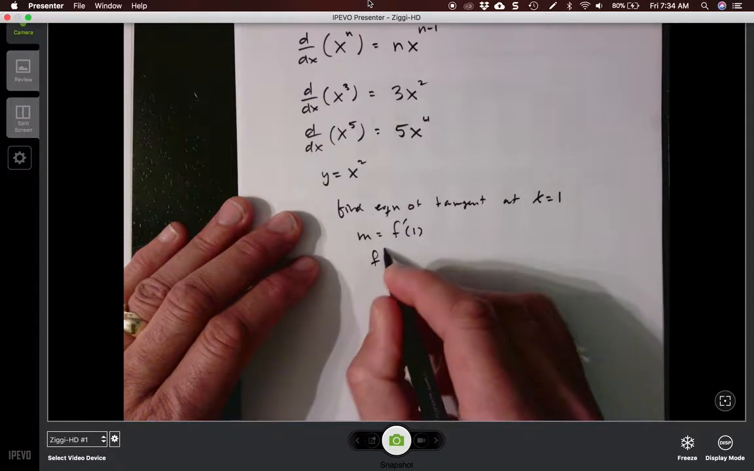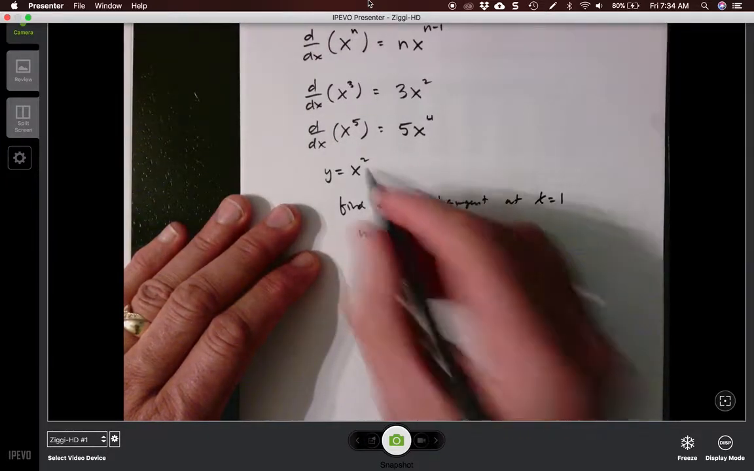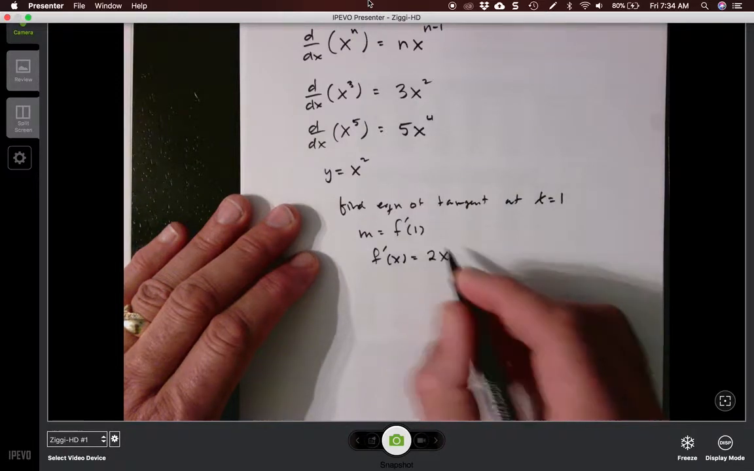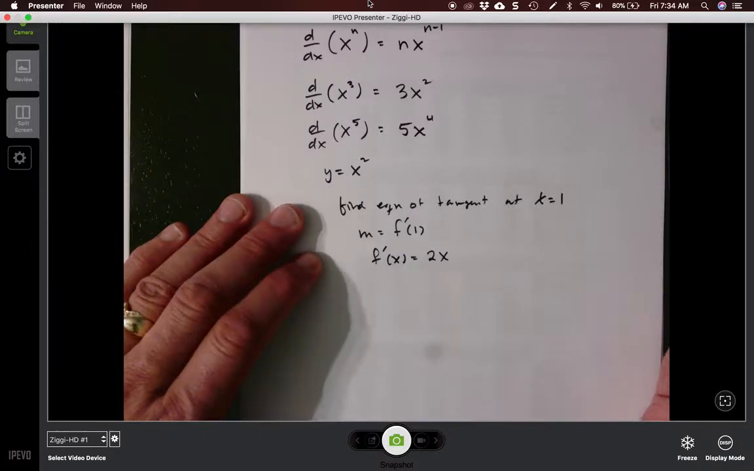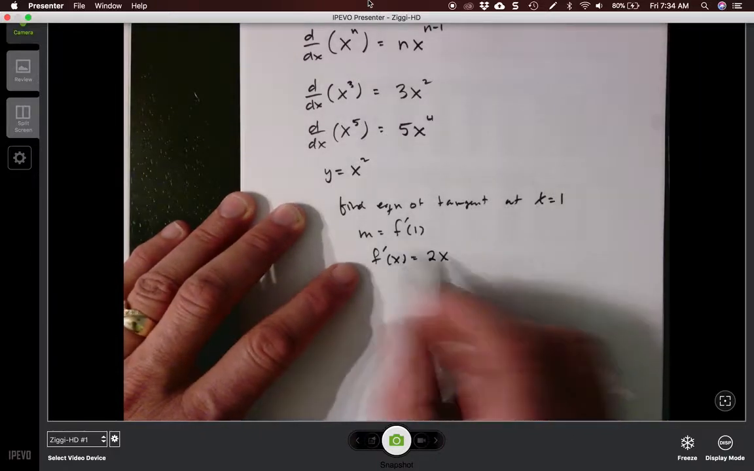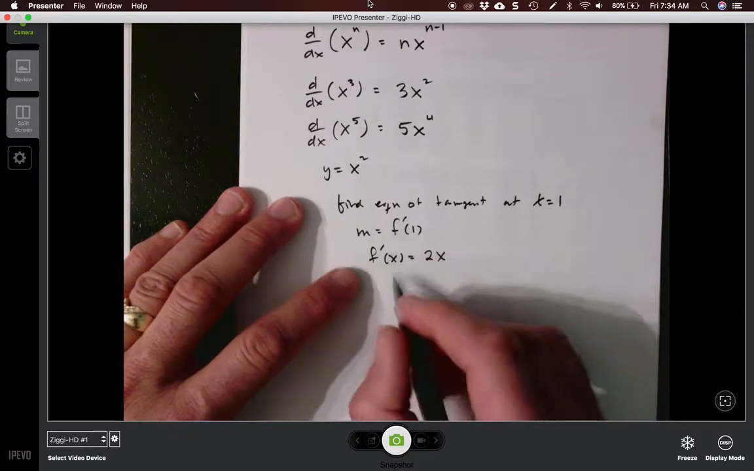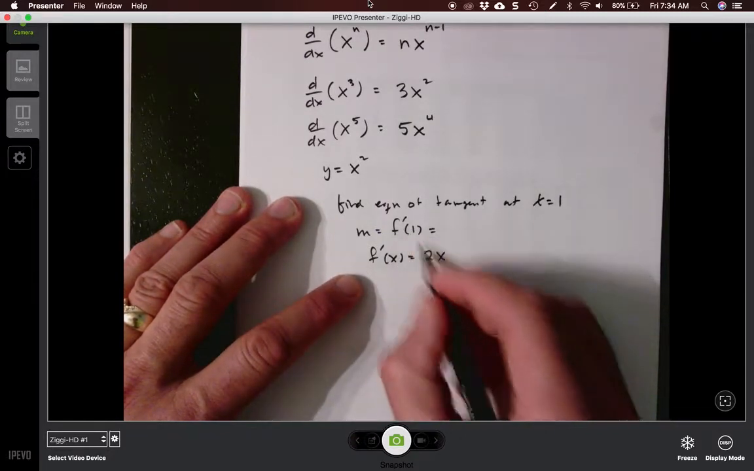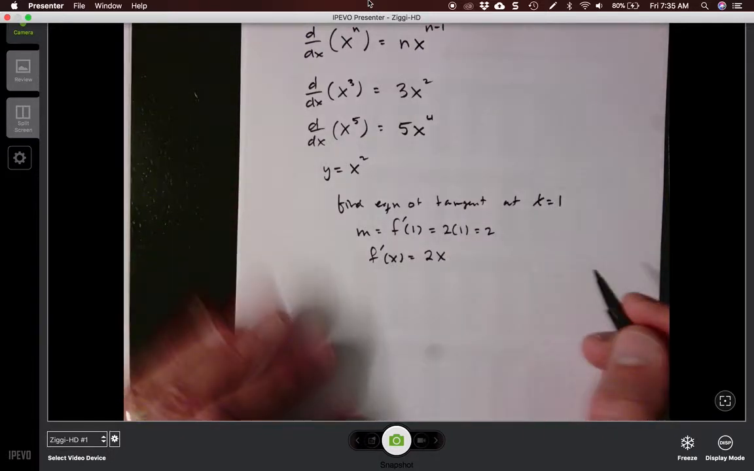Well, we can find the derivative now pretty quickly by using the power rule. The power rule says bring the exponent down, make the power 1 less. So this is going to be just 2x to the first power. Now this isn't the equation of the line, this is just the derivative. If I want to find out what the slope is, I have to take 1 and plug it in here, and you're going to get 2 times 1, and 2 is the slope.